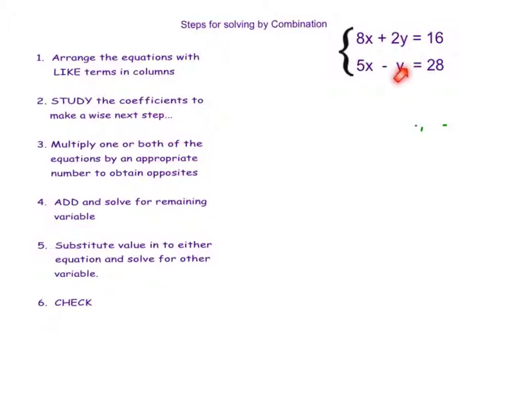This one, however, the 2 and negative 1. 2 and negative 1 are not opposites yet, but they're at least opposite signs. And all I would need to do to make them opposite is to multiply this y by 2. But remember, this is an equation.